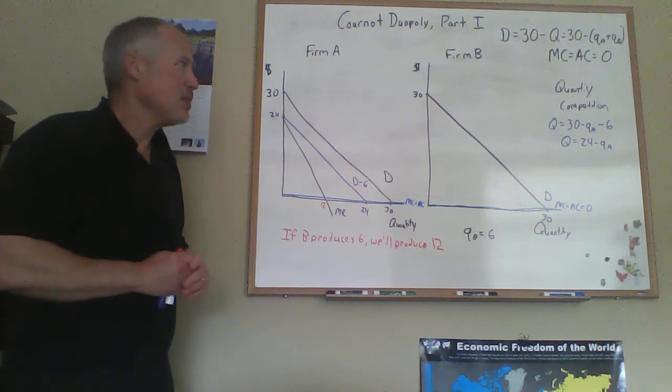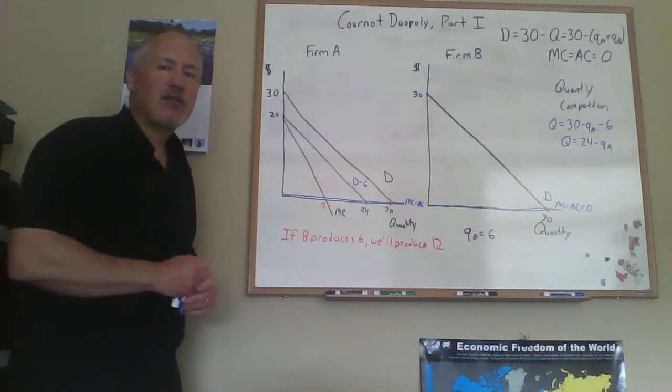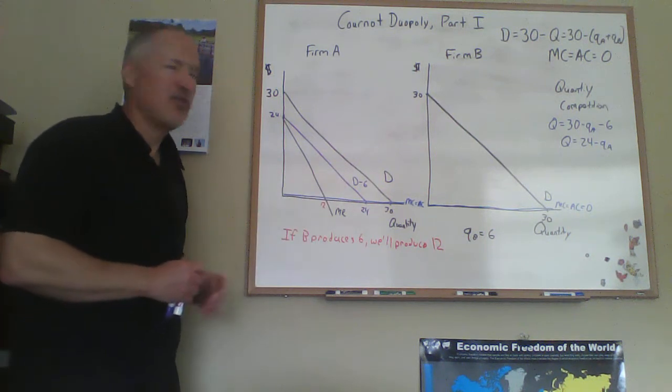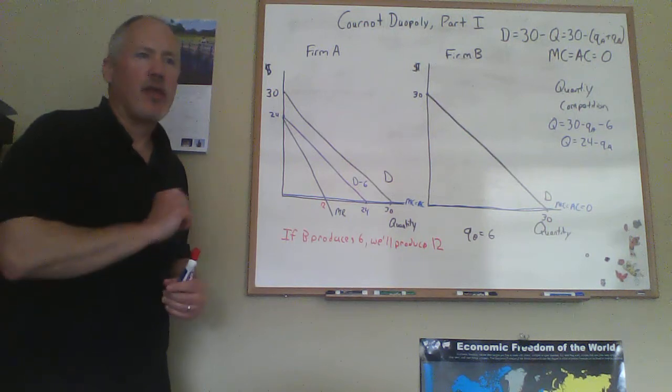That's what we're going to do. We're going to pick this up in a second video that will jump into a different diagram and write this out as a formula, instead of repeating this exercise 30 times for each different quantity that firm B could produce. So that'll be our next video.